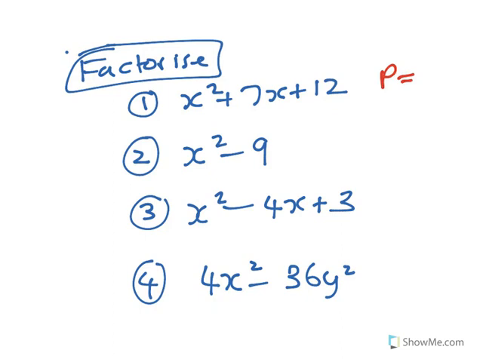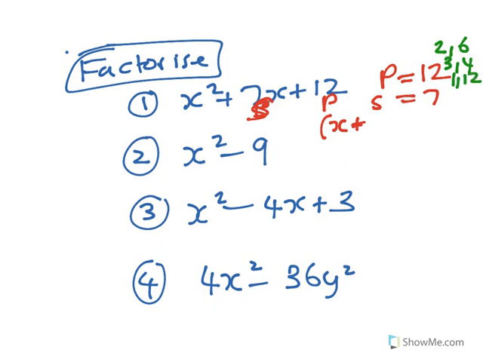Now I'm just going to run through them. So this one's got product and sum. So the product is 12, the sum is 7. So that's going to be x plus, x plus two things that multiply to give 12. Could be 2 and 6, 3 and 4, 1 and 12. So you want to get a sum of 7, so that would have to be 3 and 4, because 3 plus 4 is 7, but 3 times 4 is 12.